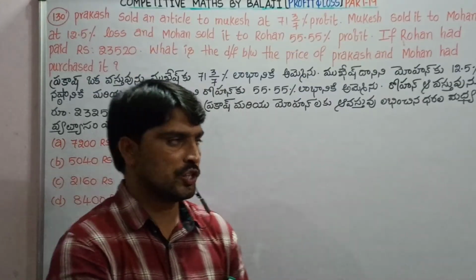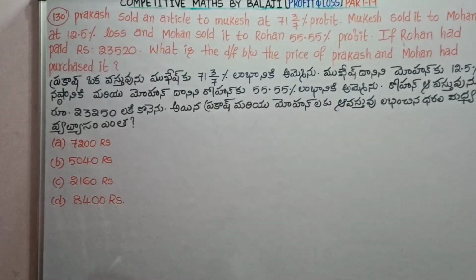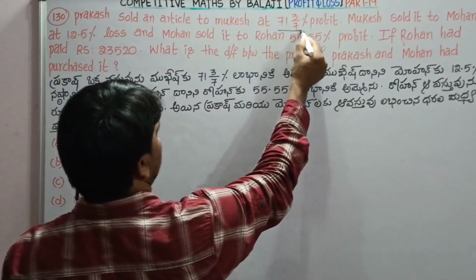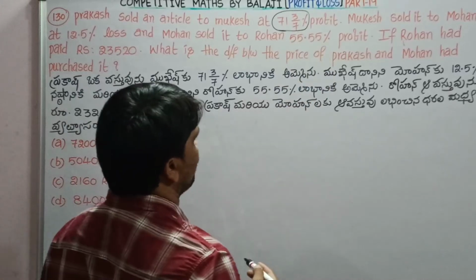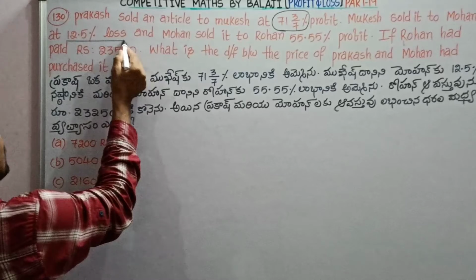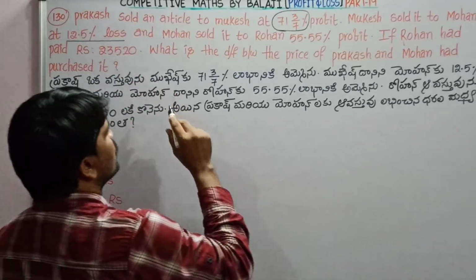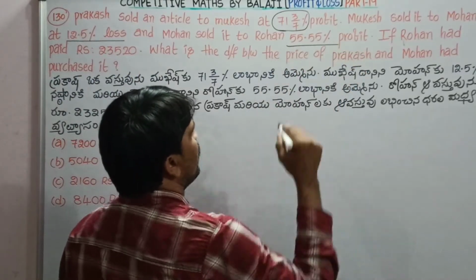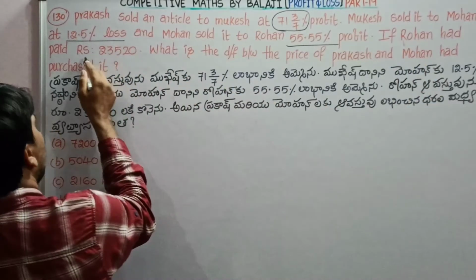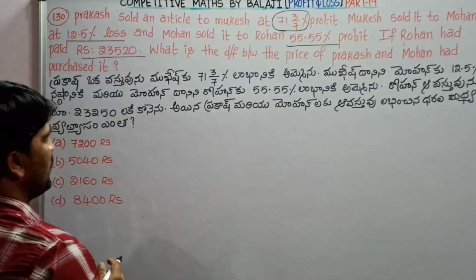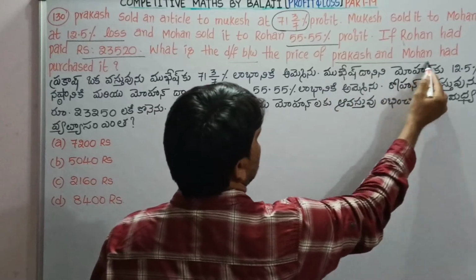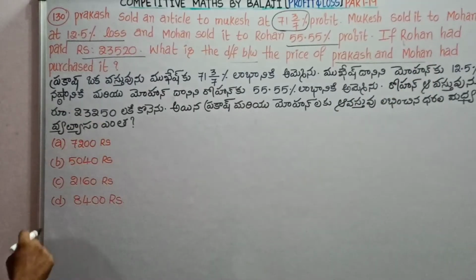Next most important question, 130th. Prakash sold an article to Mukesh at a 71 whole 3 by 7% profit. Mukesh sold it to Mohan at 12.5% loss, and Mohan sold it to Rohan at 55.55% profit. If Rohan had paid rupees 23,550, what is the difference between the price at which Prakash and Mohan had purchased it?